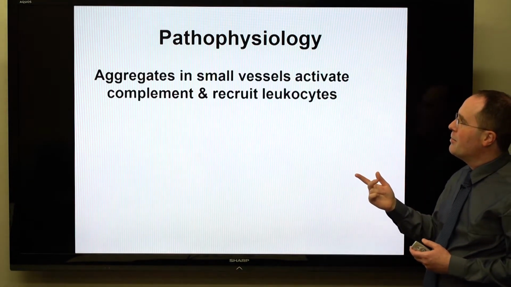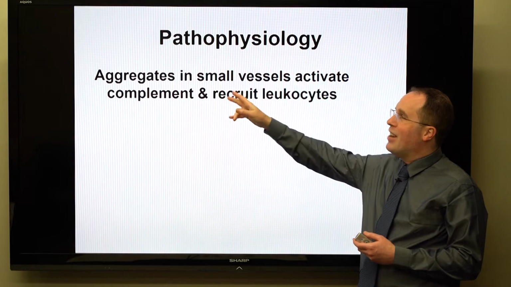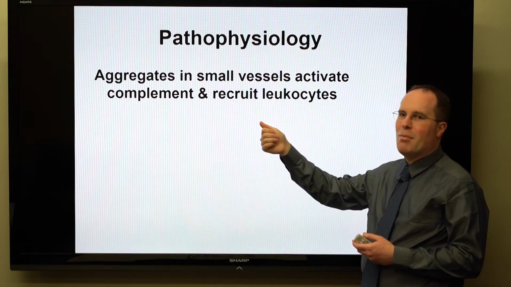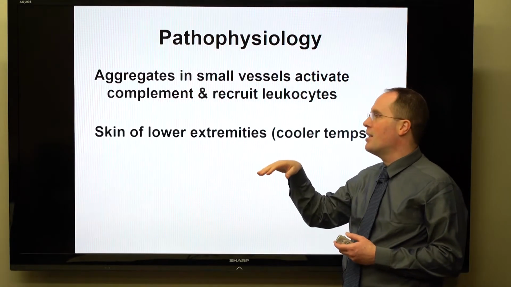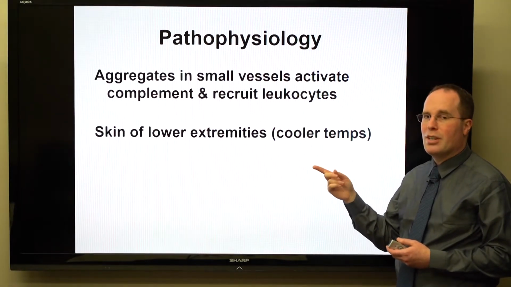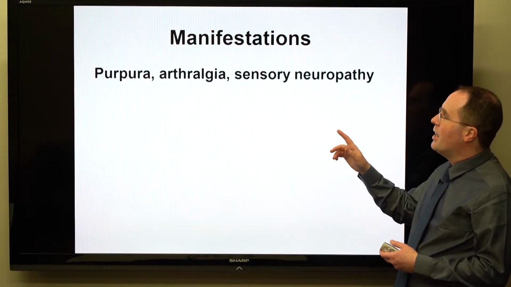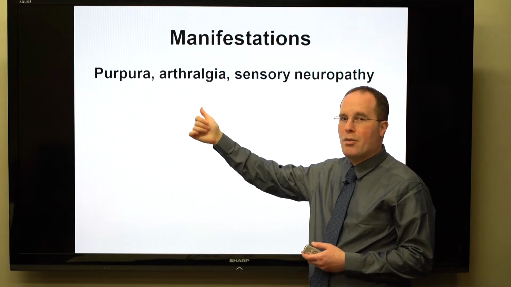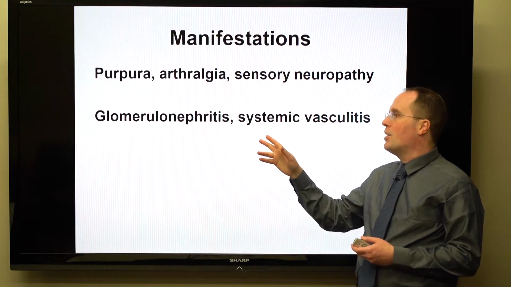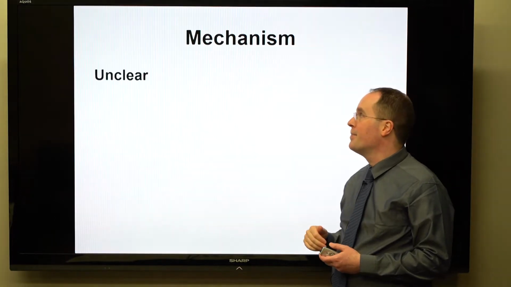And the pathophysiology is that you have these cryoglobulins that then precipitate and then they'll aggregate, right? They'll gum up the works in small vessels and then activate complement and recruit leukocytes to the site. So that's why what's often involved is the skin of lower extremities, right? The coolest part of the body will often be affected, and then how are they affected? You can see purpura, arthralgias, sensory neuropathies, and then if it gets worse, glomerulonephritis, and then in the worst cases, a systemic vasculitis.